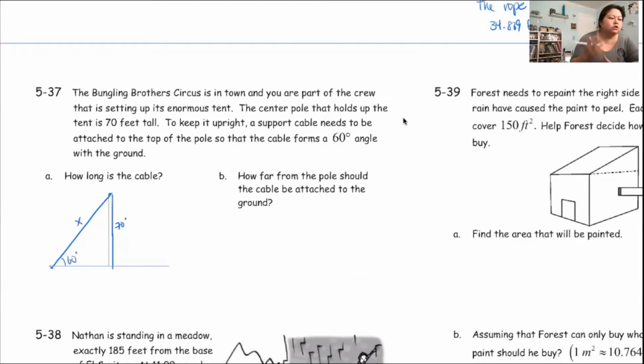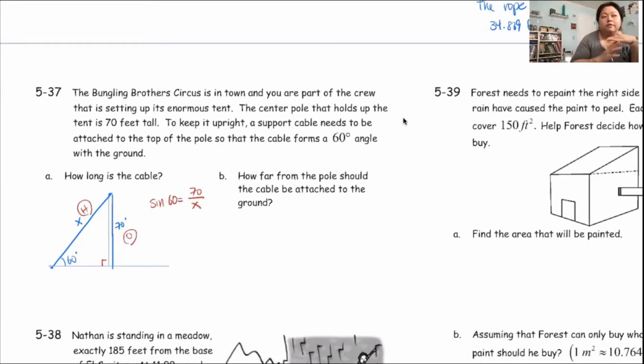So you always need to make sure you have your variables labeled and all your information labeled in the correct place. Okay, now let's use SOHCAHTOA to figure this out. First of all, the pole and the ground must make 90 degrees. So that means this is my hypotenuse. Okay, and then based on 60 degrees, that side over there, the 70 feet, because it's not touching my angle, it's my opposite. So O and H, that's SOH, sine. So that means I have sine of 60 degrees equals opposite over hypotenuse.